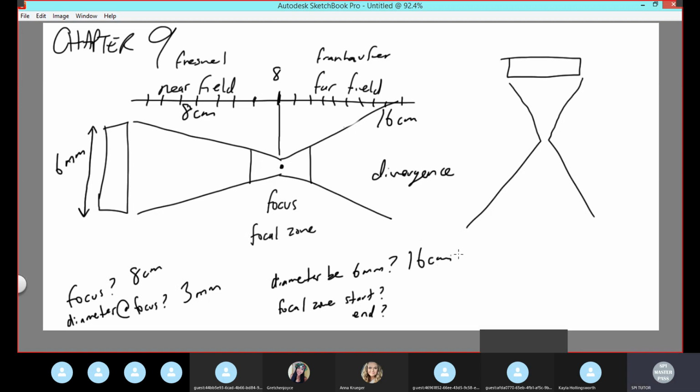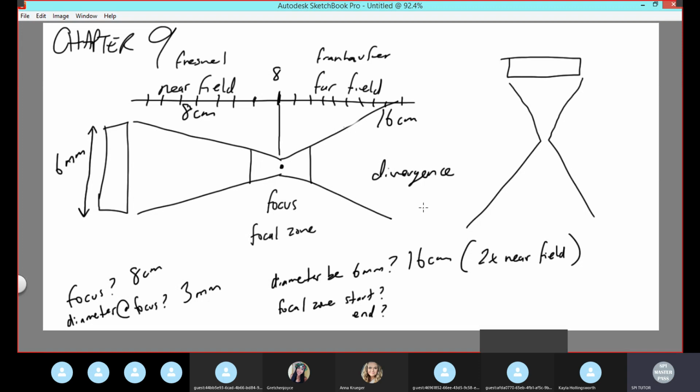The rule basically is it's 2 times your near field. That's the rule. Because if you take your near field and multiply it by 2, you get 16. So that's the rule. All right, the focal zone, where does it start and where does it end?